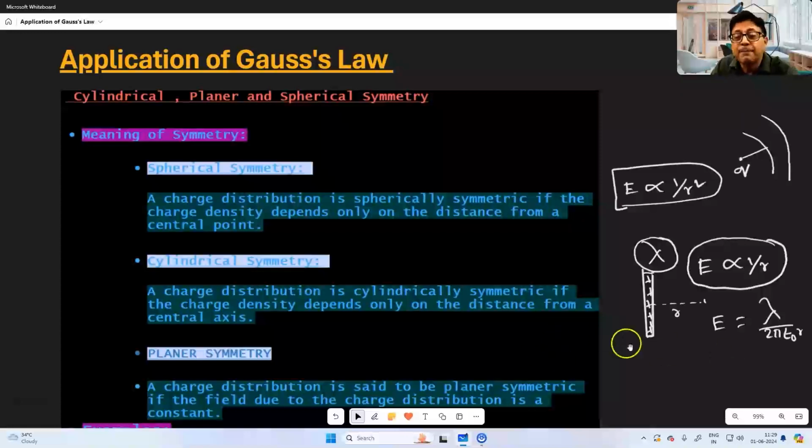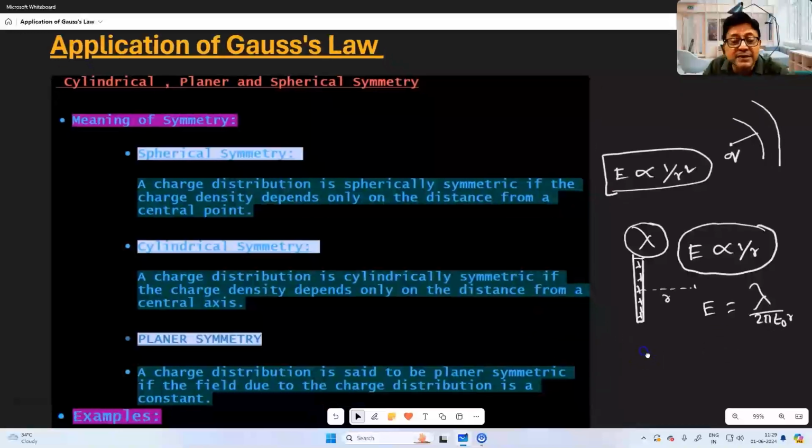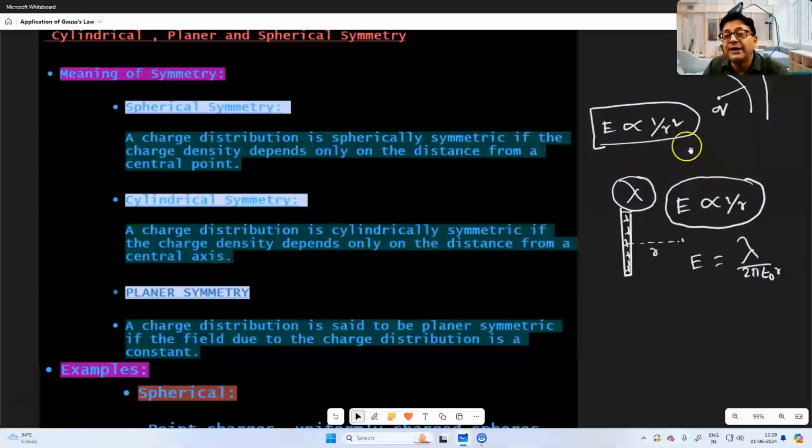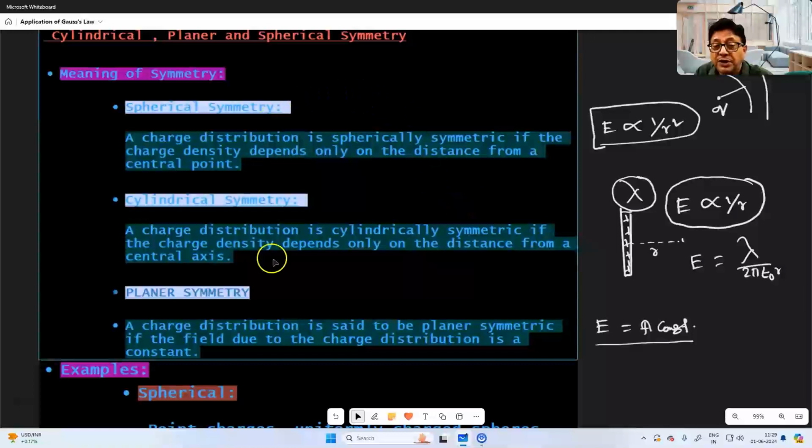Okay? What is planar symmetry? Planar symmetry you haven't seen. Charge distribution is said to be planar symmetric if the field due to the charge distribution is a constant. So in the spherical case it is proportional to 1 by r square, in the cylindrical case proportional to 1 by r. In the planar case, we'll see that E is equal to a constant. Okay, I'll give you many examples on these three symmetries in electrostatics. We'll start one by one.